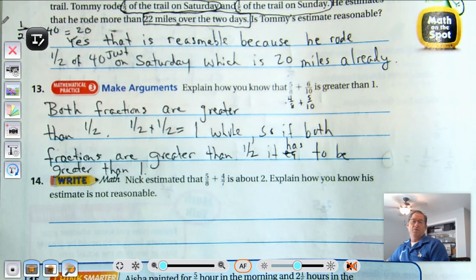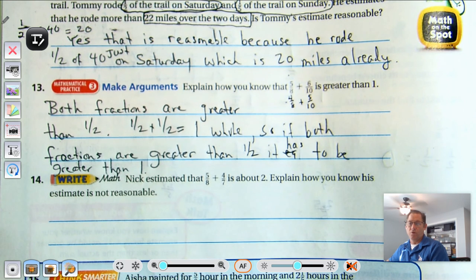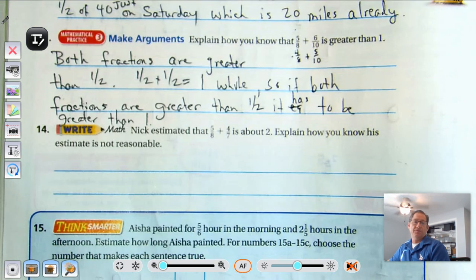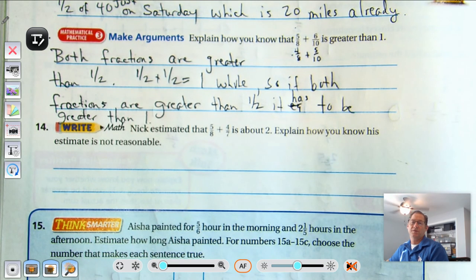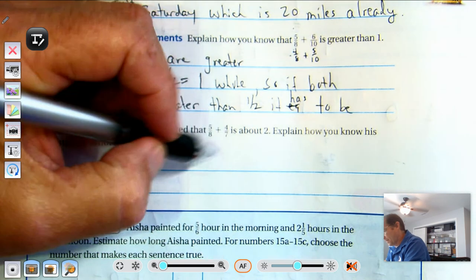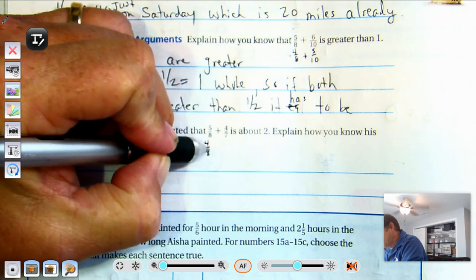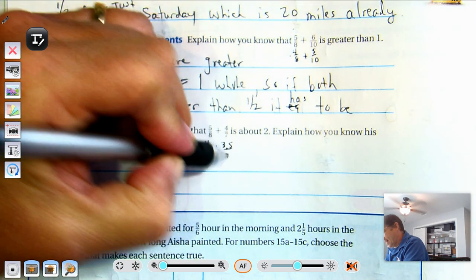So if both fractions are greater than 1/2, it's got to be greater than 1 whole. All right, so number 14. Nick estimated 5/8 plus 4/7 is about 2. Explain how you know this estimate is not reasonable. Well, half of 8 is 4/8, and half of 7 is 3.5.